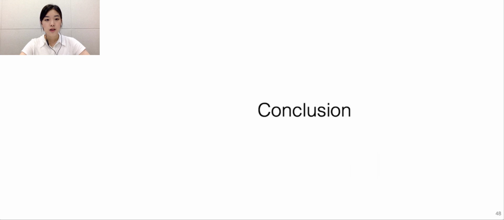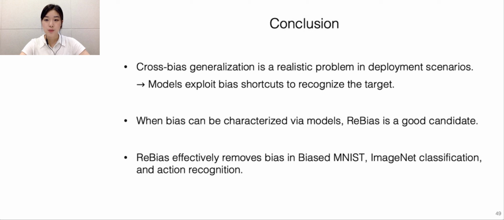In conclusion, cross-bias generalization is a realistic problem in deployment scenarios where models exploit bias shortcuts to recognize the target. And when bias can be characterized via models, ReBias is a good candidate. ReBias effectively removes bias in biased MNIST, ImageNet classification, and action recognition.